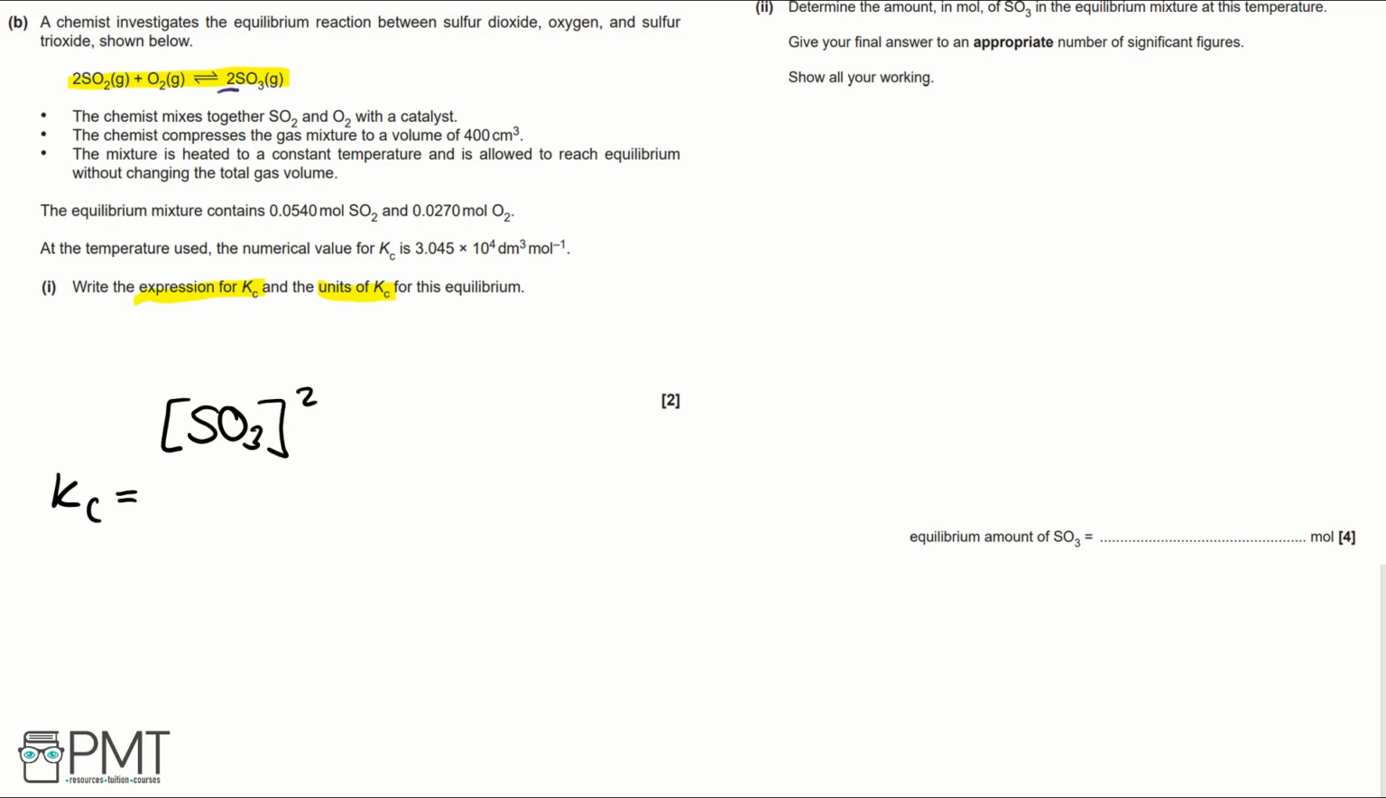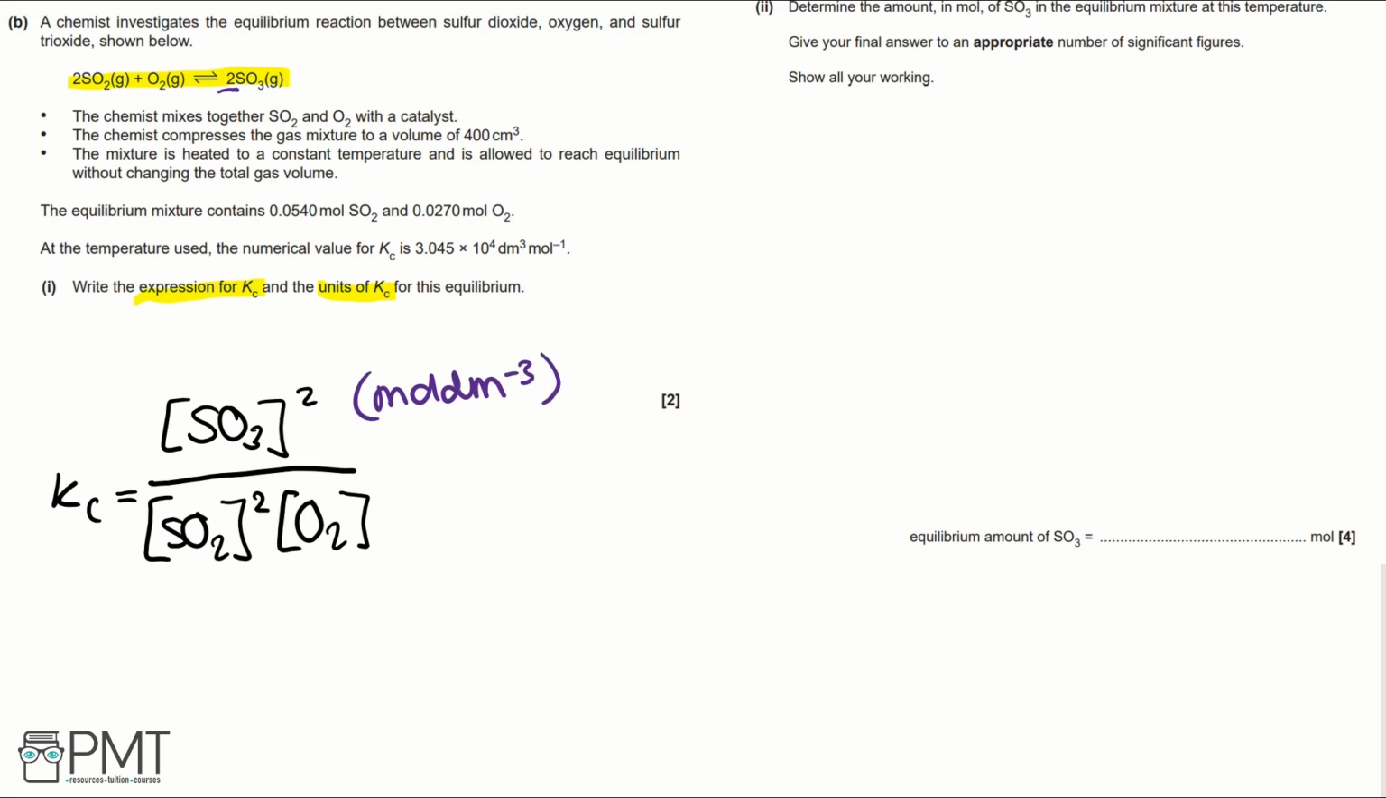It's raised to the power of 2 because of the stoichiometry in the equilibrium reaction. Then we divide by sulfur dioxide raised to the power of 2 multiplied by oxygen raised to the power of 1. If we were then to look at the units for Kc, we would have in our numerator moles per decimeter cubed squared over moles per decimeter cubed cubed.